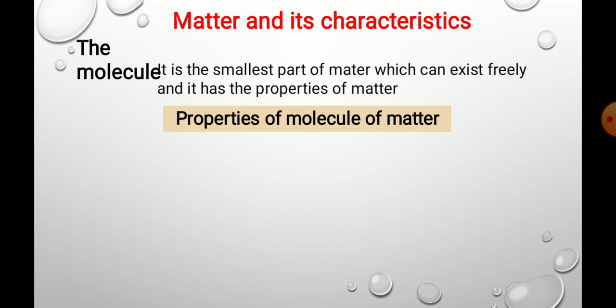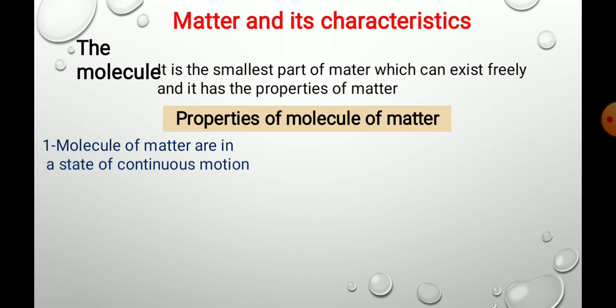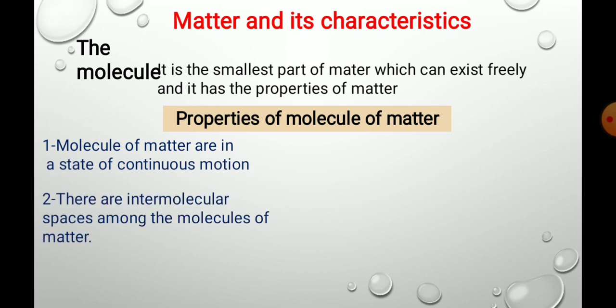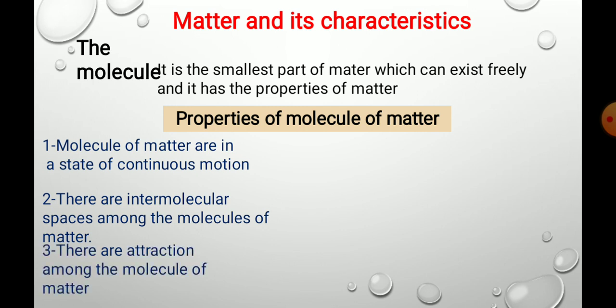What about the properties of molecules of matter? We have three properties. Number one, molecules of matter are in a state of motion, or in continuous motion. Number two, there are intermolecular spaces among the molecules of matter. And number three, there are attraction forces among the molecules of matter. Great.